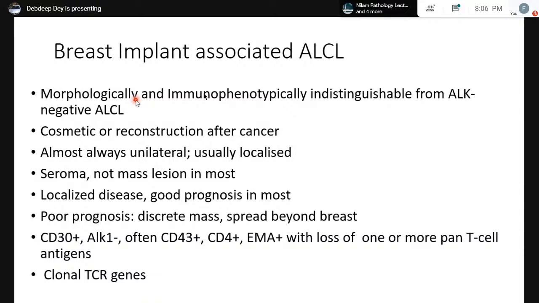It mainly presents as a seroma and not a mass lesion in most. It has a very good prognosis if it's localized disease, but if it forms a mass or spreads beyond the breast tissue, it has a poor prognosis. It's CD30 positive, ALK1 negative, CD43 positive, and CD4 positive, with EMA positive and loss of one or more pan T cell antigens, and clonal TCR genes.